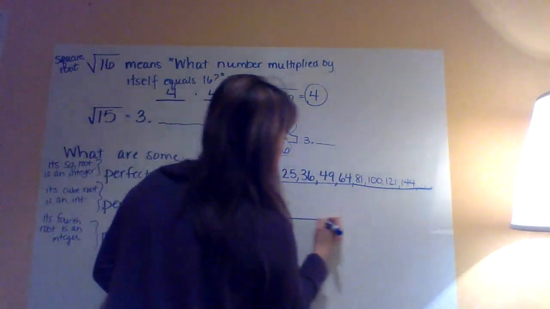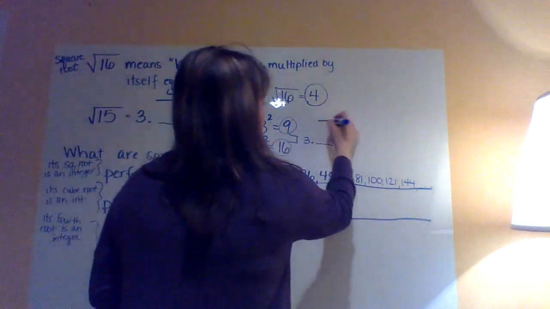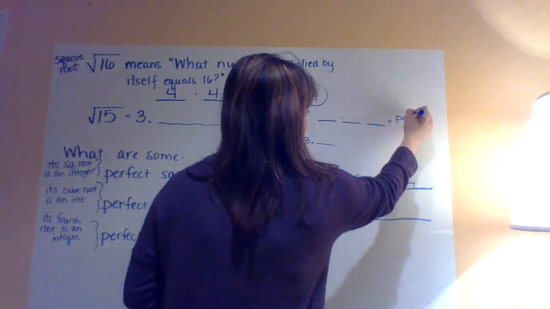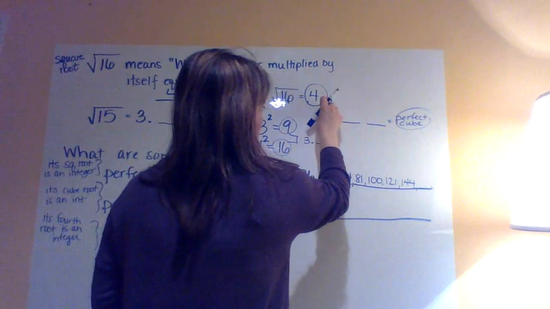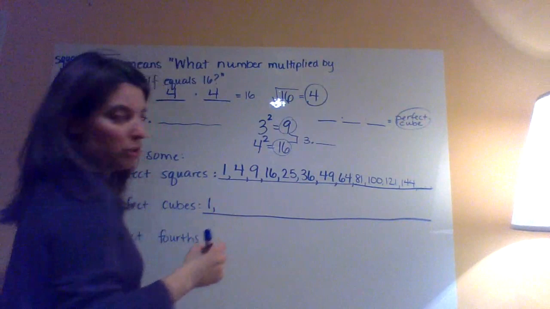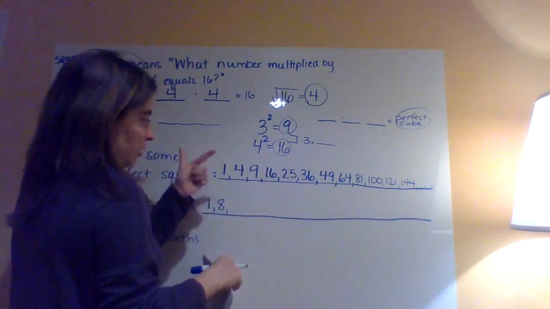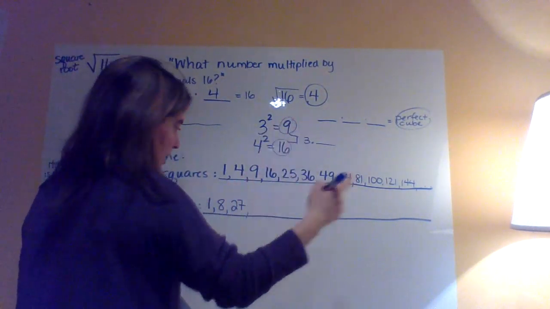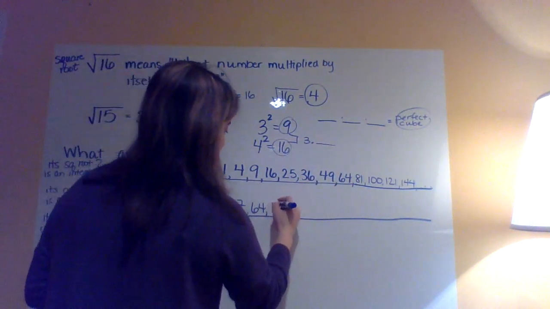Perfect cubes, same idea. This means their cube root is an integer. So again, if something times itself times itself is this number that's a perfect cube, I can go backwards by saying, what is 1 times 1 times 1? 2 times 2 times 2. Those will all be perfect cubes. So 1, no matter how many times you multiply it, is going to be 1. 2 times 2 times 2 we saw is 8. 3 times 3 is 9, times 3 is 27. 4 times 4 is 16, times 4 is 64. 5 times 5 is 25, times another 5 is 125.